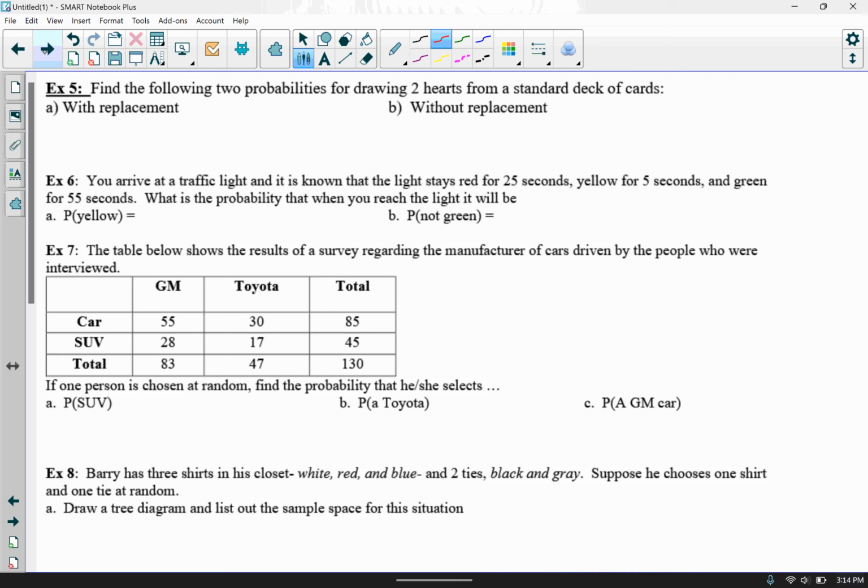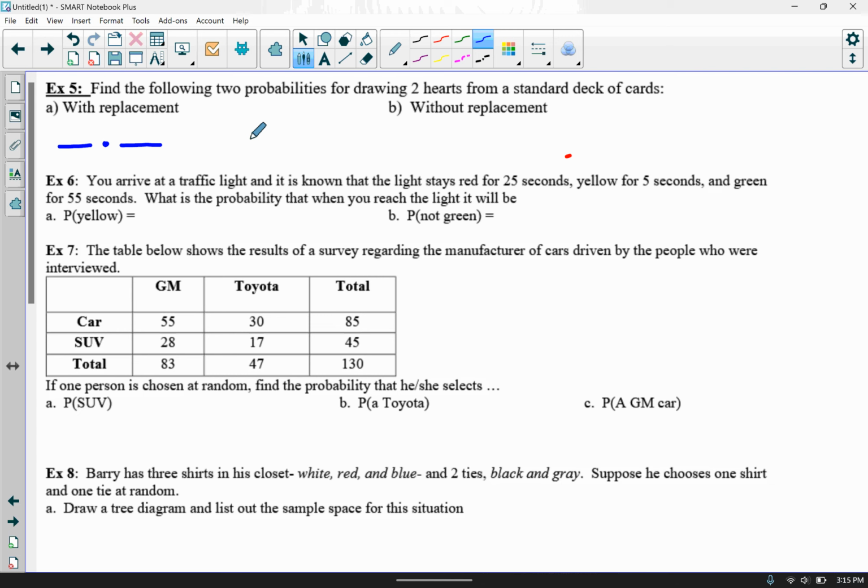I'm still looking at a standard deck of cards, but this time I'm going to draw 2 cards. So I want the probability of drawing 2 hearts from a standard deck of cards, and we're looking at with replacement and without replacement, okay? So here in letter A, with replacement, remember I'm going to draw myself 2 blanks because I'm drawing 2 cards. If I were drawing a third card, I would do another blank for that third one, and then I'd multiply straight across. But here it was just drawing 2 cards, so 2 blanks.